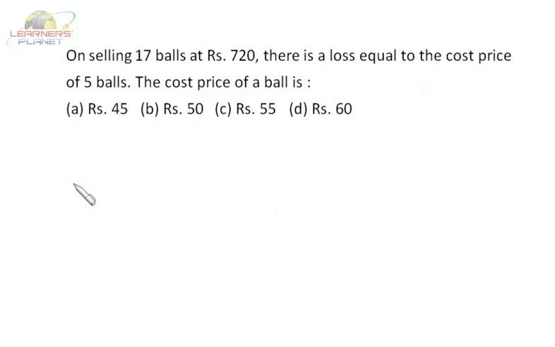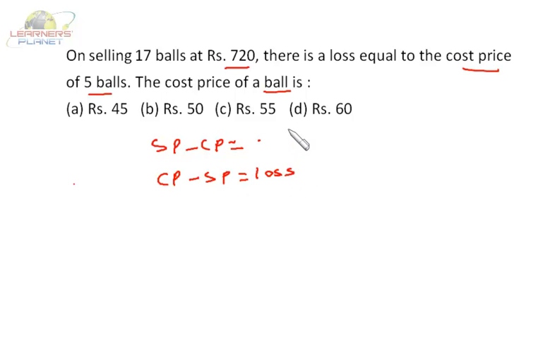Now friends, once again I am taking a similar problem. Once again I would recommend you to pause the session and solve it on your own, then match your answer with mine. On selling 17 balls at rupees 720, there is a loss equal to cost price of 5 balls. What is the cost price of a single ball? Now further, SP minus CP is equal to profit or loss. Here in this case it is loss, so we'll just mention CP minus SP.